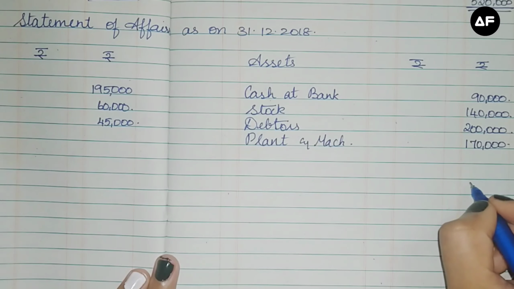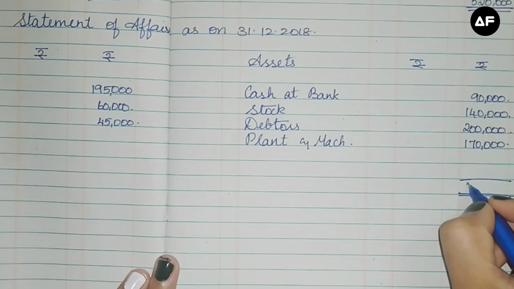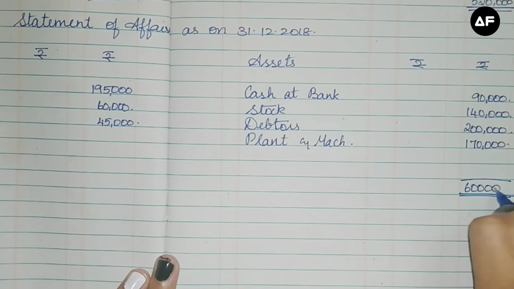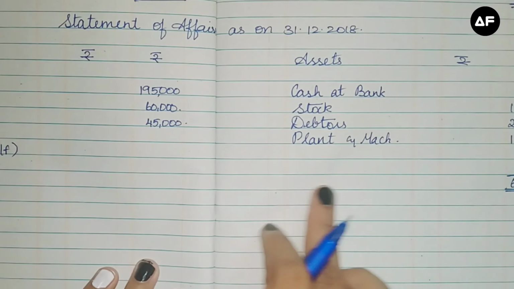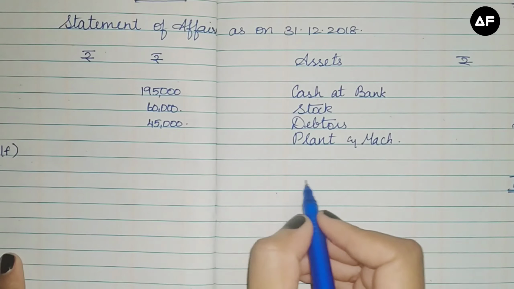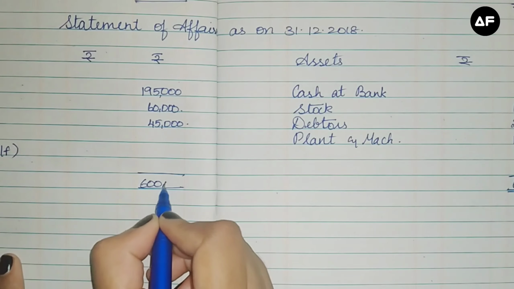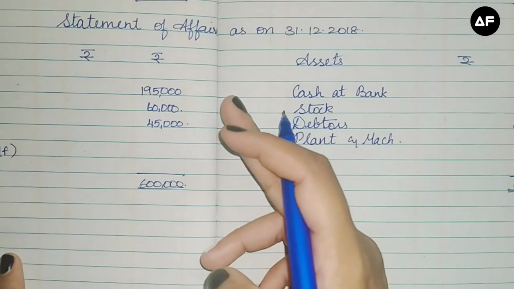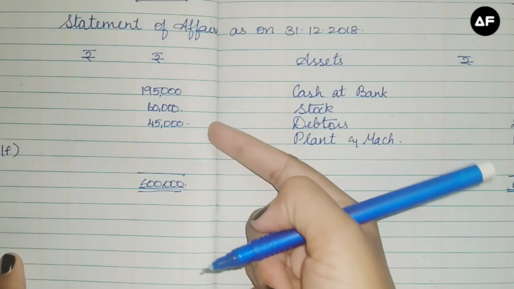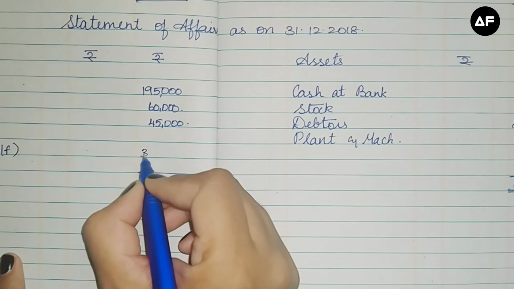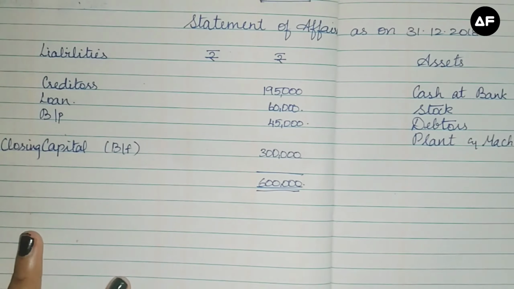When I add up, I get a grand total of 6 lakhs for my asset side, which I'm going to copy in the same line. So I get 6 lakhs here. Now my liability side total is only 3 lakhs. So 6 lakh minus 3 lakhs of liability side total, I get a difference amount of 3 lakhs, which is going to be my closing capital.